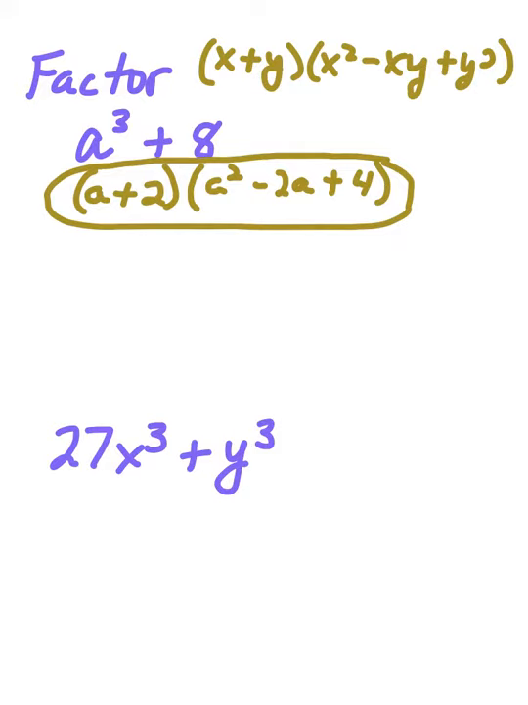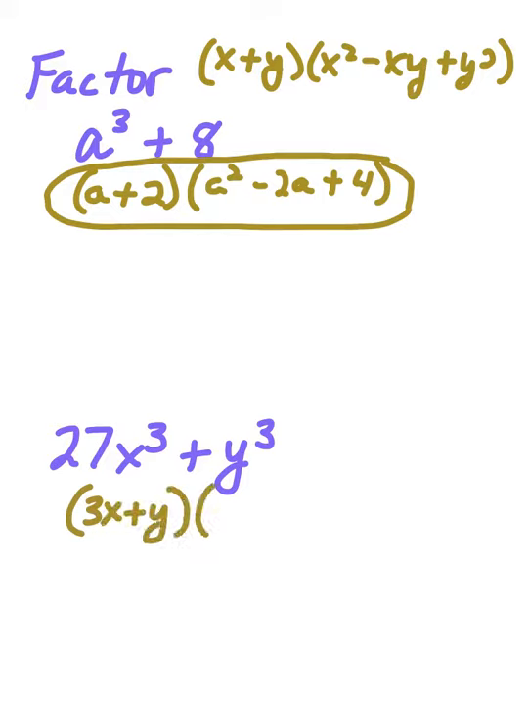Now I have another sum of two cubes down below here. A little more complicated because you have a number here. So remember, the a this time would be 3x, and the y would be y since it's y cubed. So we're still using that same pattern. And so I would have 3x plus y.